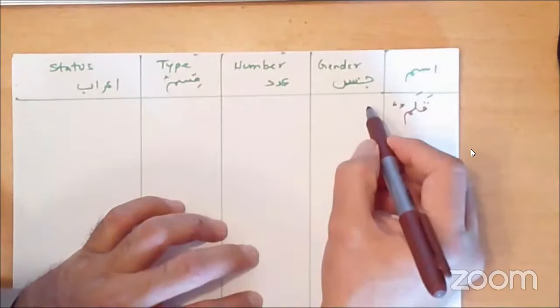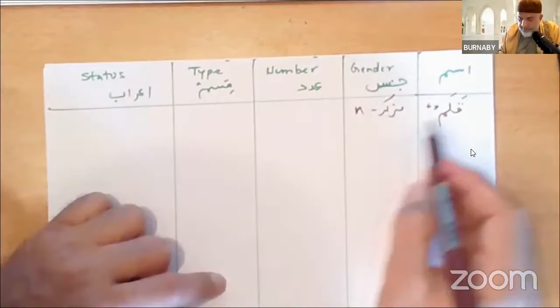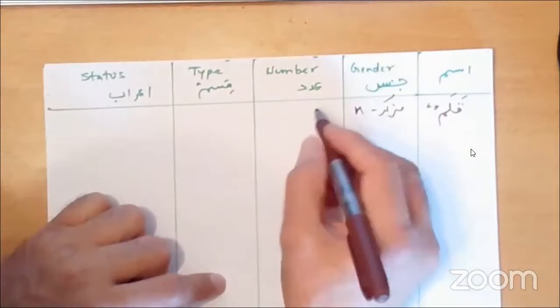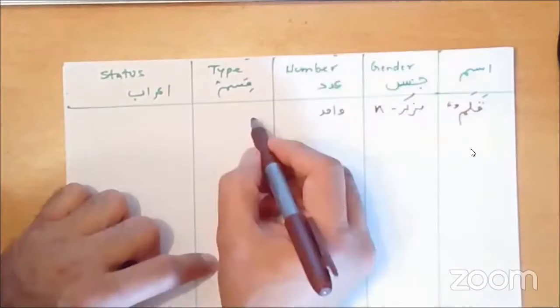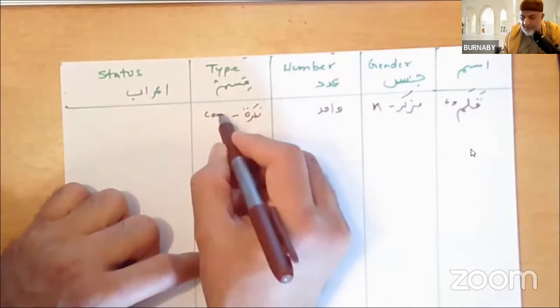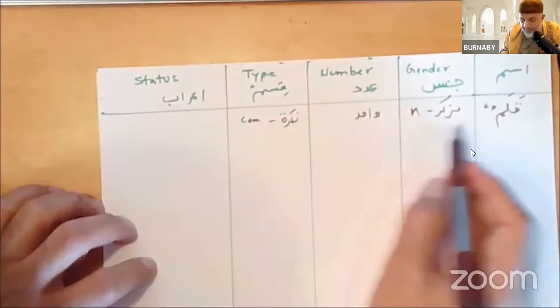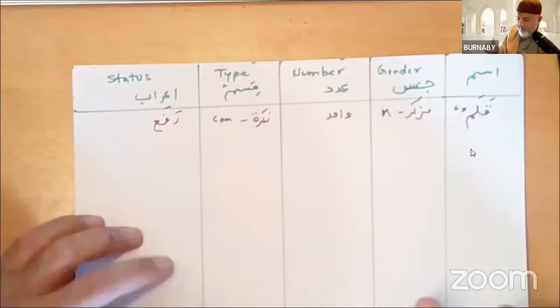Masculine, right? And the number is one, wahid, right? Is it a pen? Yes. Nakira, common, right? Okay. The status will be Rafa. Good job.